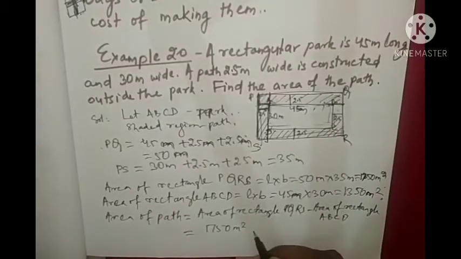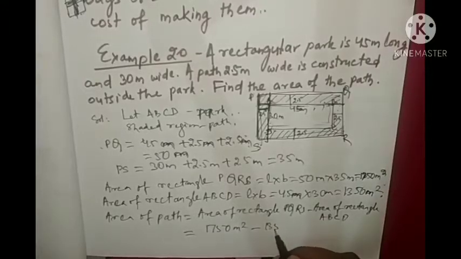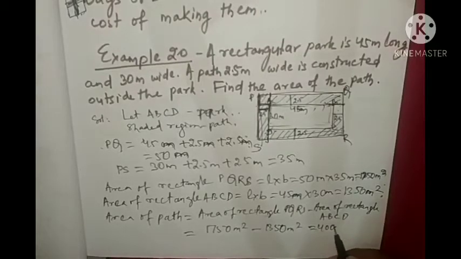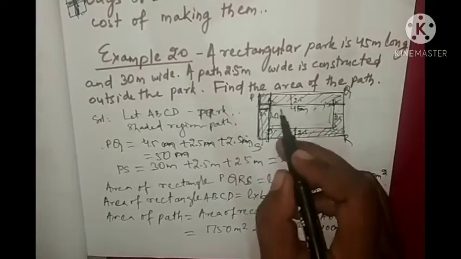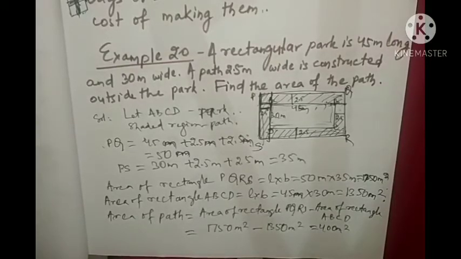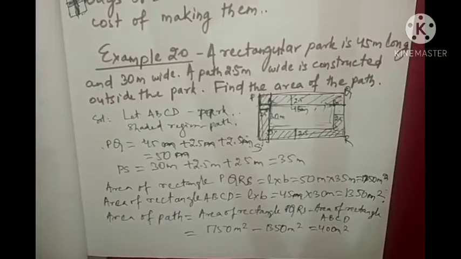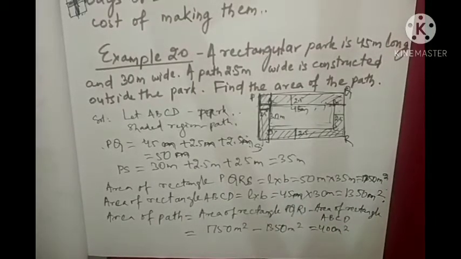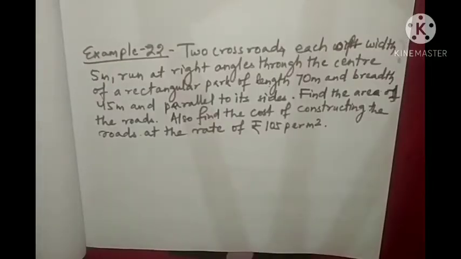1750 square meter minus 1350 square meter. So what is the answer? 400 square meter. So the area of this one is how much? 400 square meter. Like that you can do the other examples given in the book. Okay, like this you can do example 21. So I am not doing example 21. Next we will move to example 22.